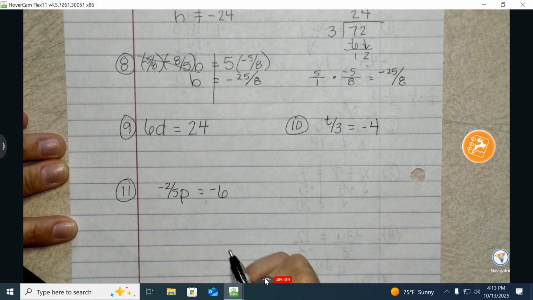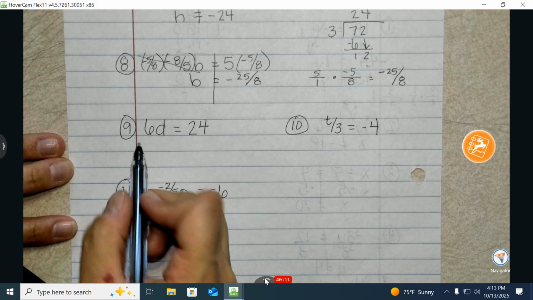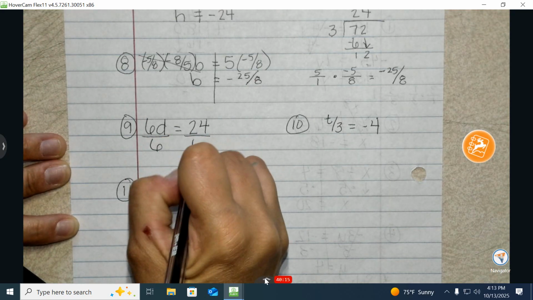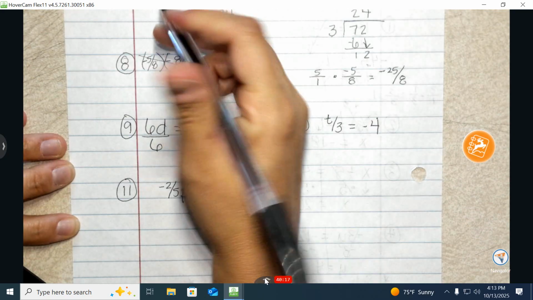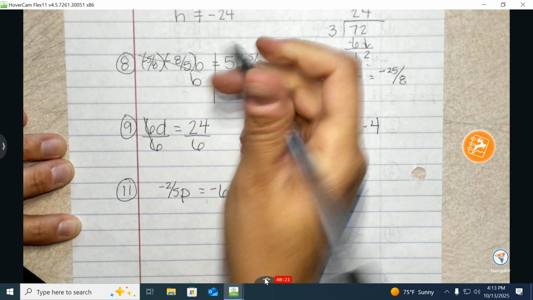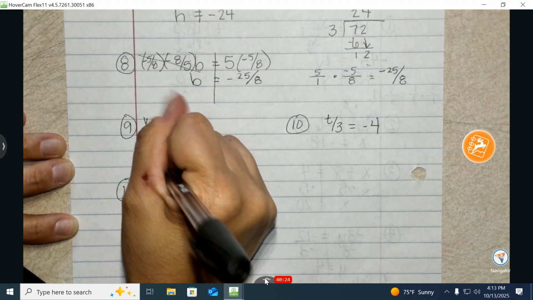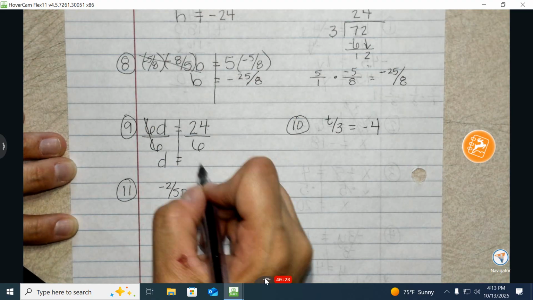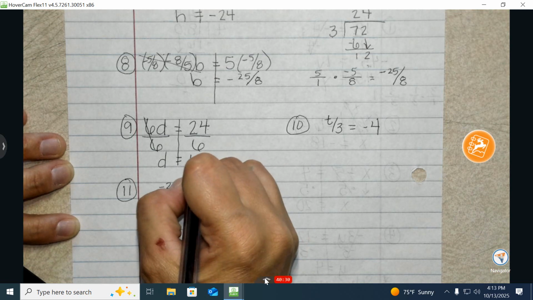Instead of multiplying by 6, you're going to do the inverse, which is to divide by 6. 6 divided by 6 is 1, so we cancel that out. And we're left with D equals 24 divided by 6, which is 4.